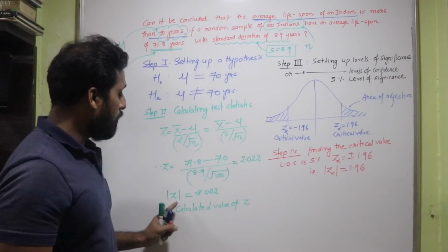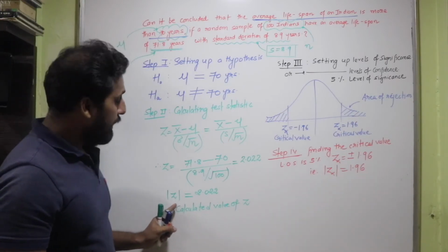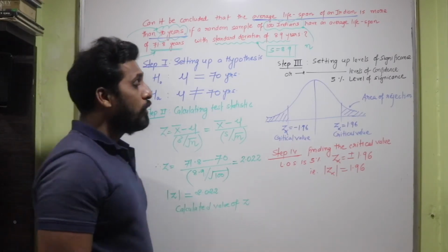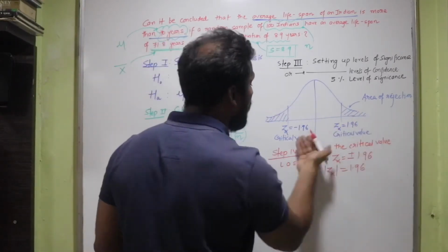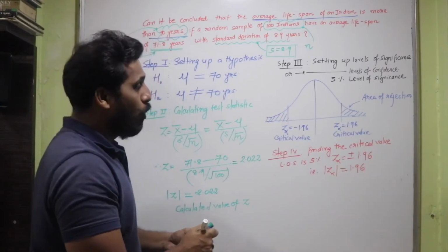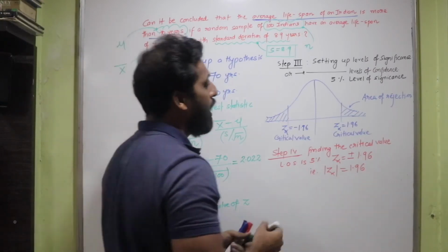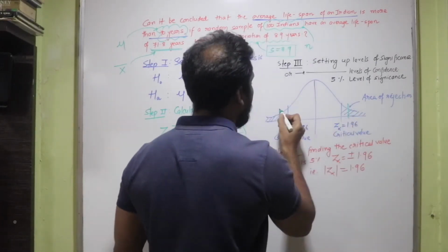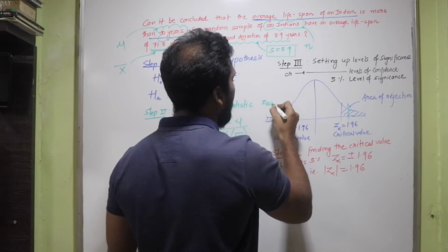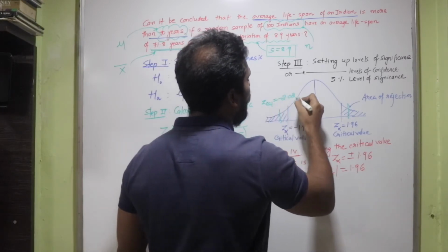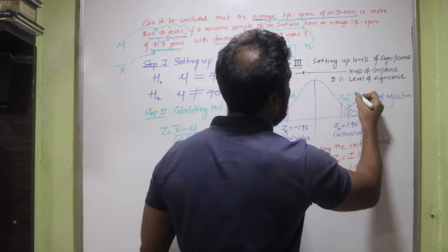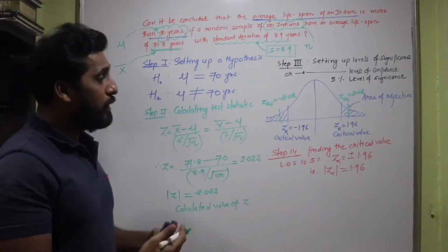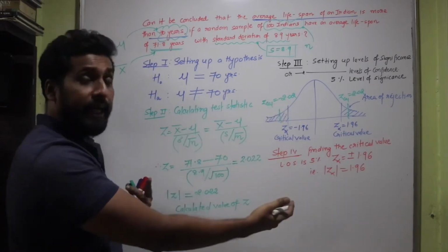What is the mod of the calculated value of Z given to us? The calculated value of Z we have got is 2.02. So 2.02 is obviously beyond the critical values, isn't it? 2.02 is beyond the critical value. So I can note the calculated value here: Z calculated is 2.02. So the calculated value is lying in the area of rejection.